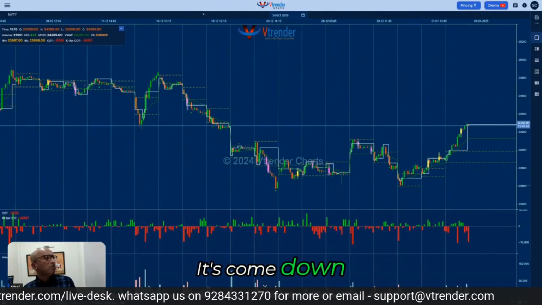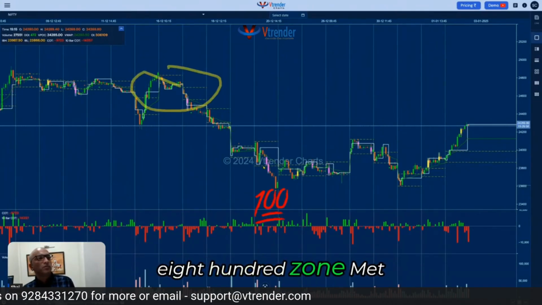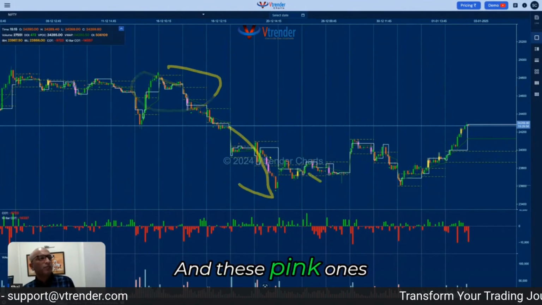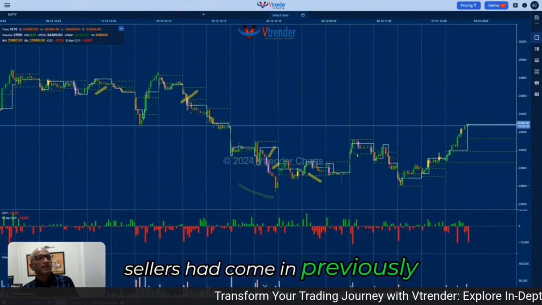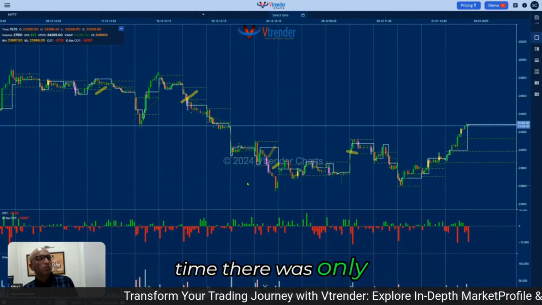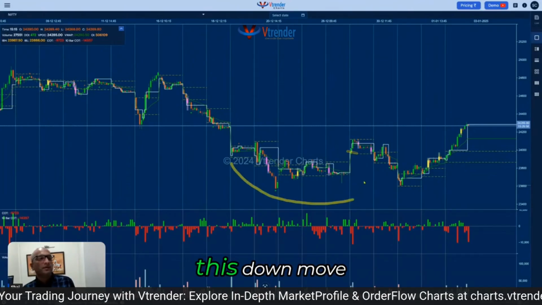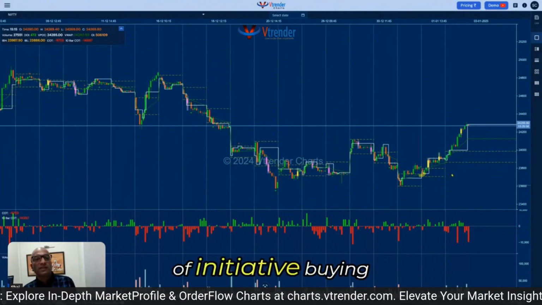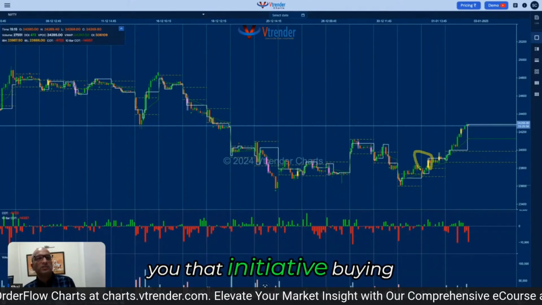it's come down, right, from this zone, where it was around that 24,800 zone, met a lot of supply along the way. And these pink ones are where your initiative sellers had come in previously, right? And for a long time, there were only initiative sellers in this down move. But in the past 2 sessions, we've been witness to a lot of initiative buying. And these are the yellow ones, which give you that initiative buying.